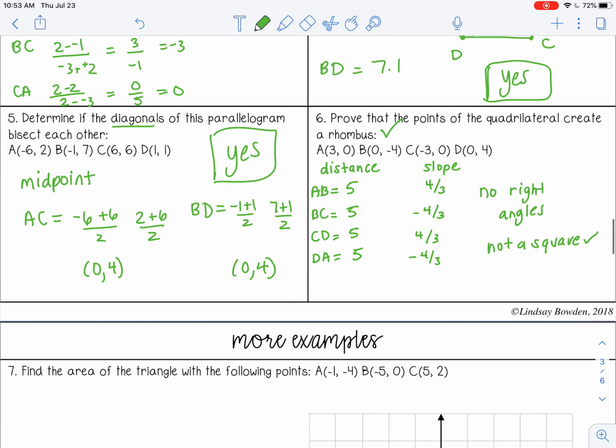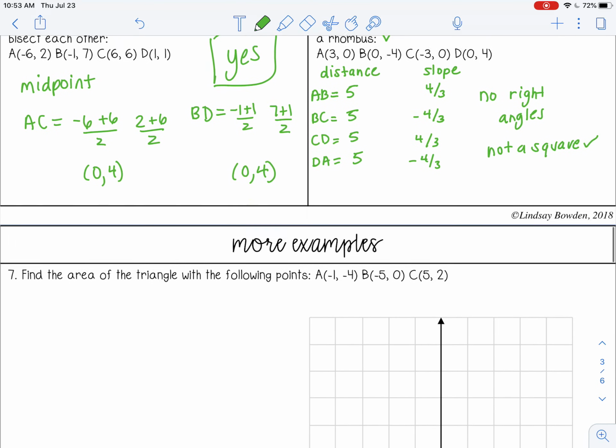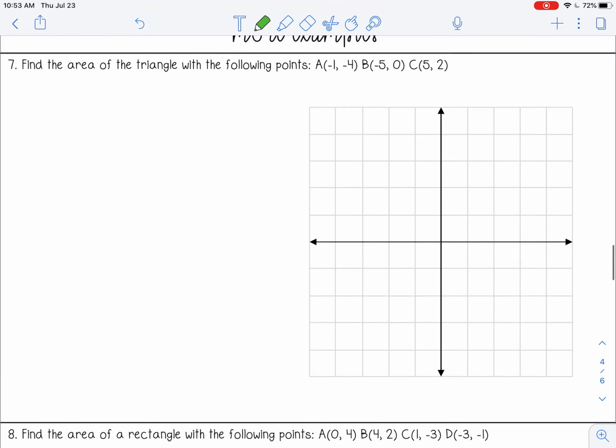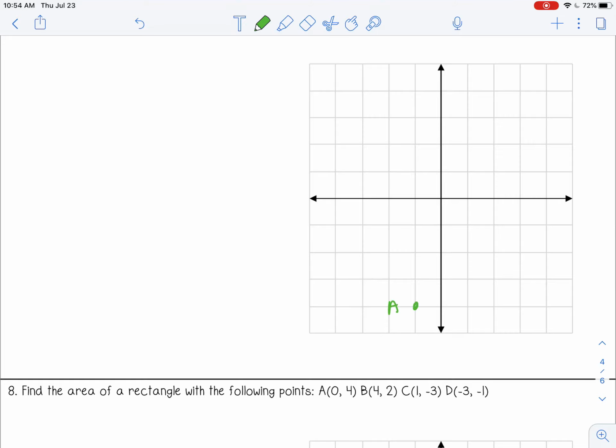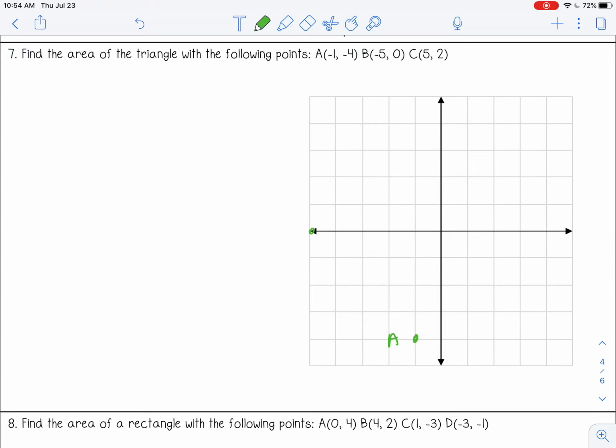All right, let's try a couple other examples. So find the area of the triangle with the following points. So let's go ahead and graph this. So there's A, B, and C. All right, so we want to find the area of this triangle. So area, remember, is 1/2 base times height.